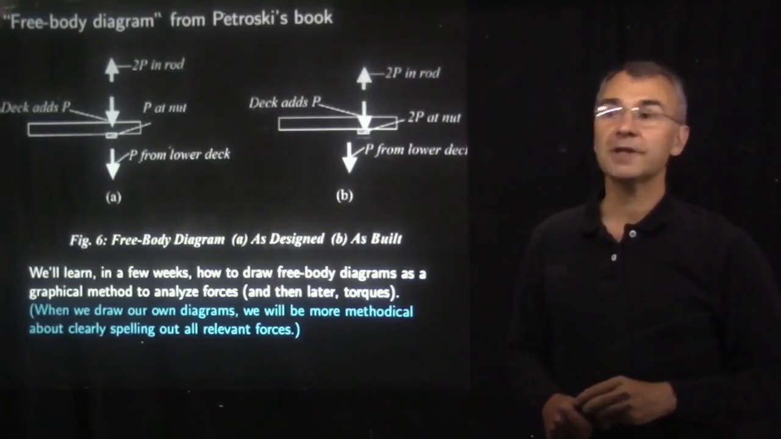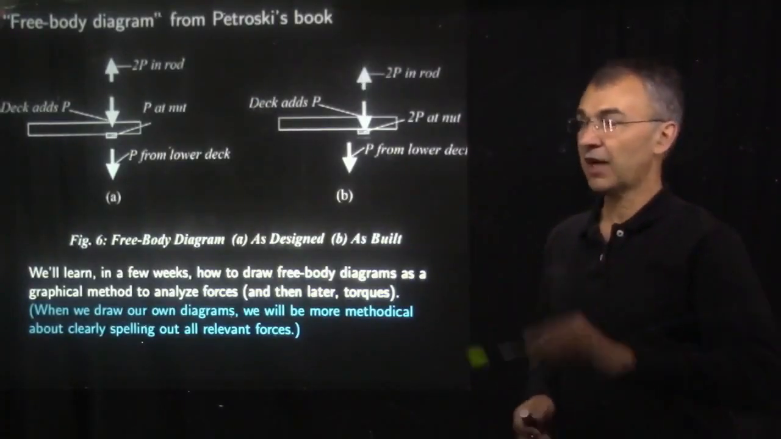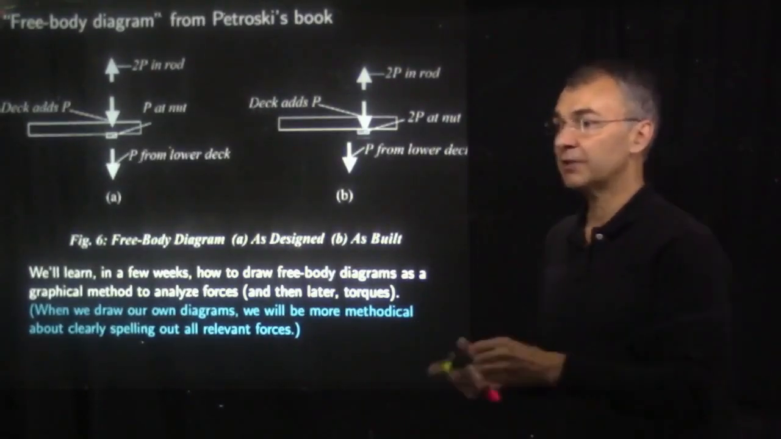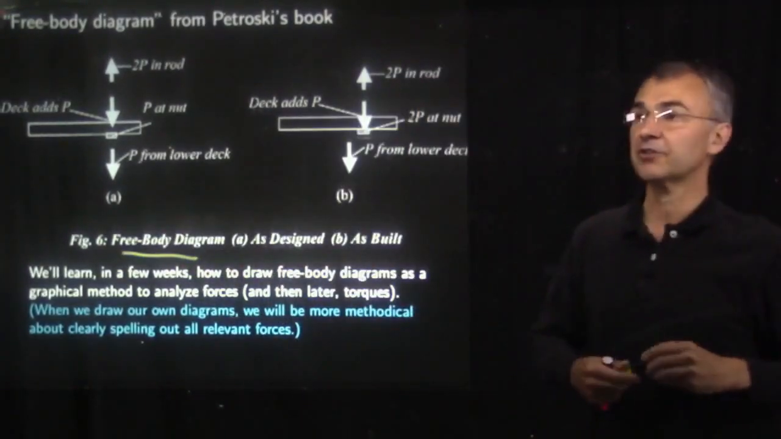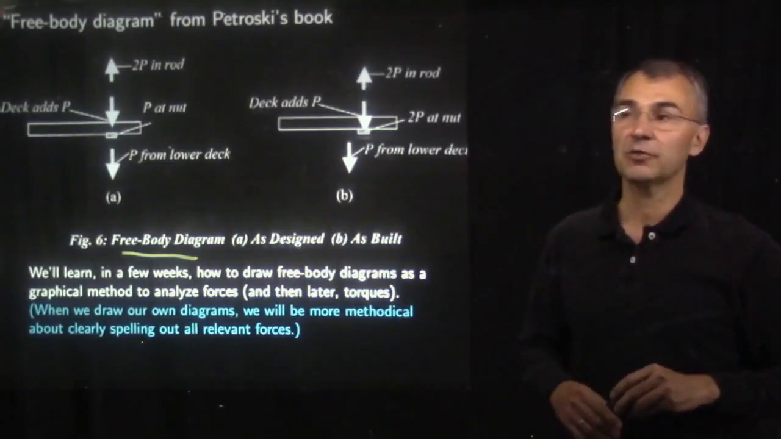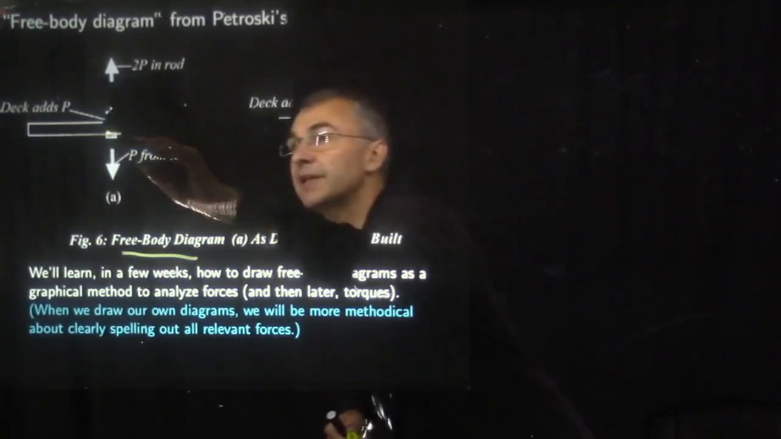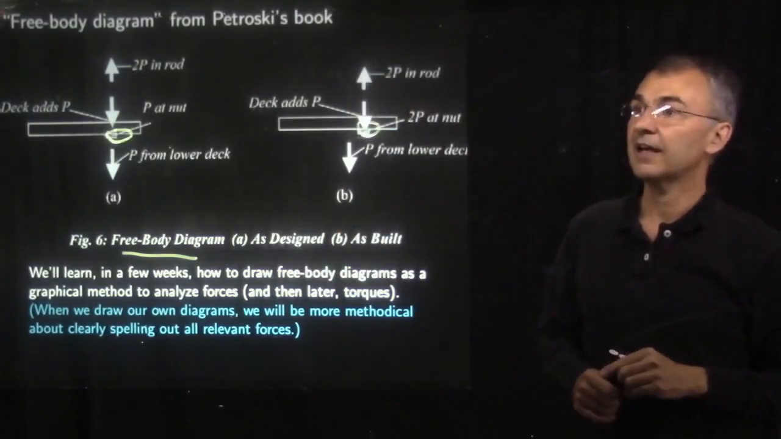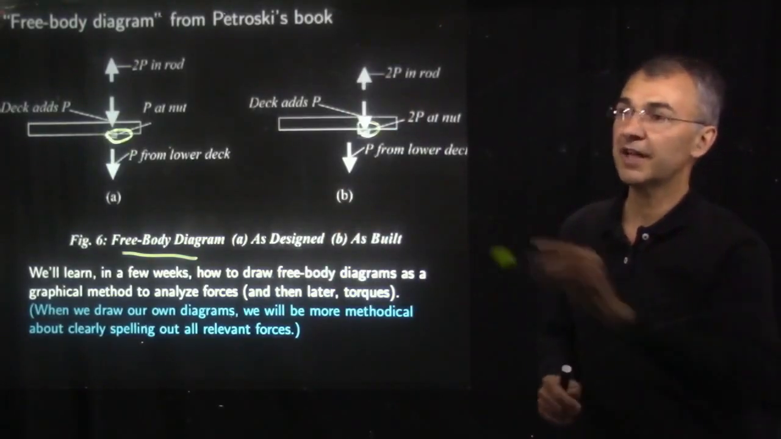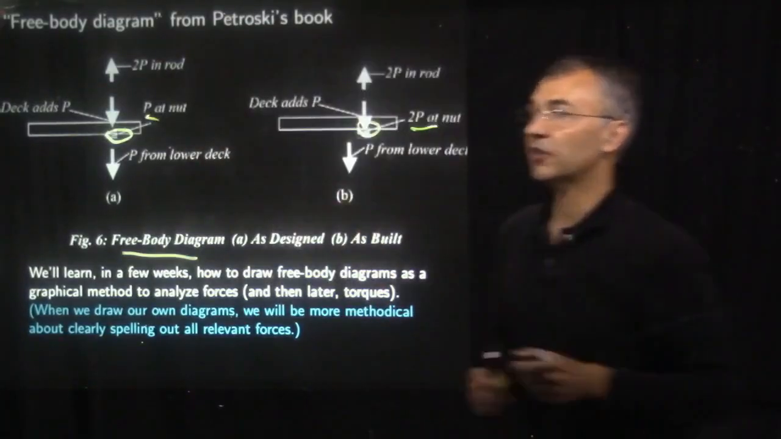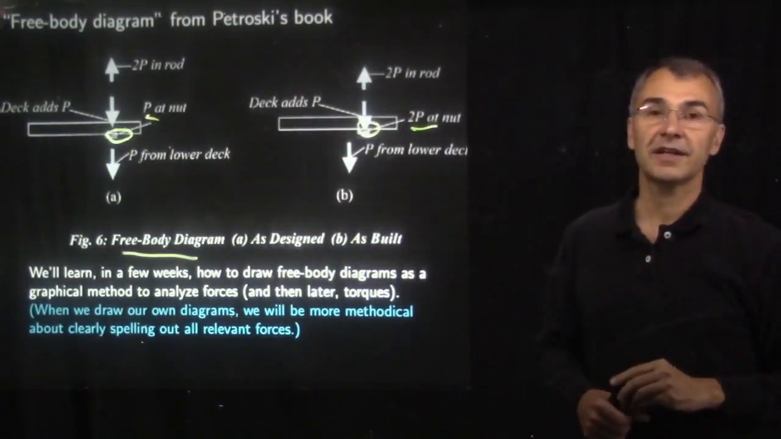We'll learn a few weeks from now how to draw free body diagrams as a graphical method to analyze forces, and then later to analyze torques. But in any case, just the fact that the vocabulary word free body diagram appears in Henry Petroski's book, I think tells you that the physics we'll study this semester has some connection to architecture. So he drew a force diagram to represent how big is the force between the top floor and the top threaded rod, which is communicated by this nut. And his claim is that force is twice as big in the as-built version as it was in the as-designed version.